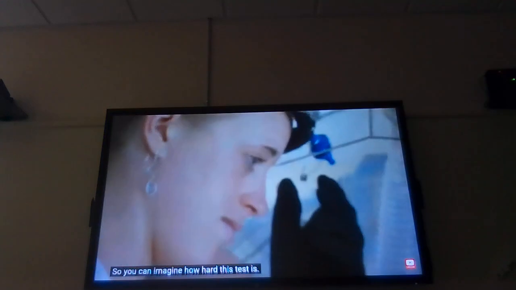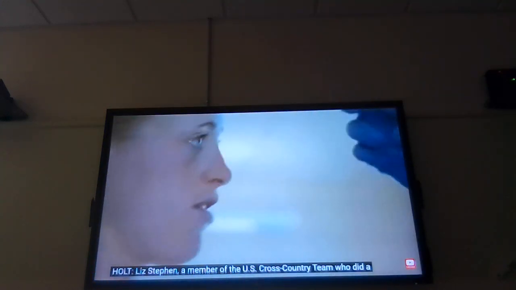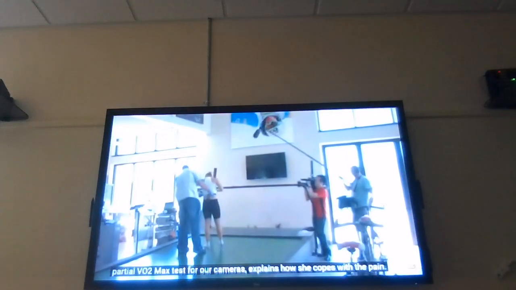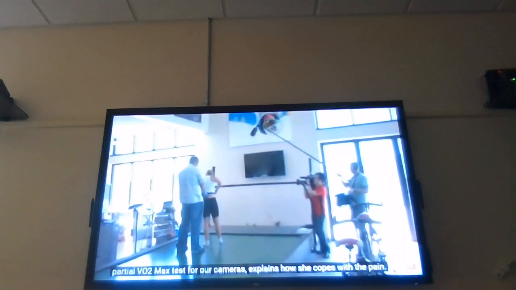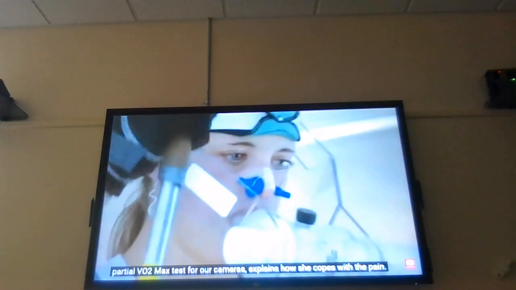We can pretty much max an endurance athlete out in about 6 to 8 minutes, which sounds amazing when these athletes normally train for 6 to 8 hours in the woods on snow, so you can imagine how hard this test is. Liz Stephen, a member of the U.S. cross-country team who did a partial VO2 max test for our cameras, explains how she copes with the pain.